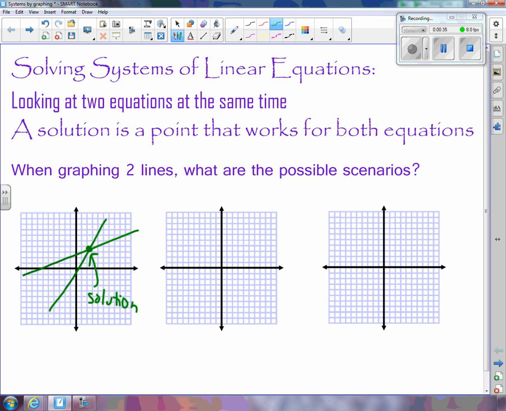The next thing that could happen is the two lines could be parallel. If the two lines are parallel, then they don't intersect. The third option is that the two lines are on top of each other. If the two lines are on top of each other, then they intersect at infinitely many places. Therefore, there are infinitely many points that can plug into both equations and get something that is true.